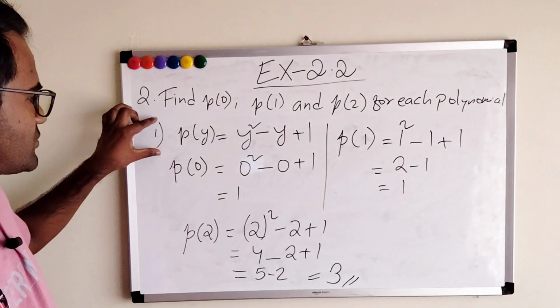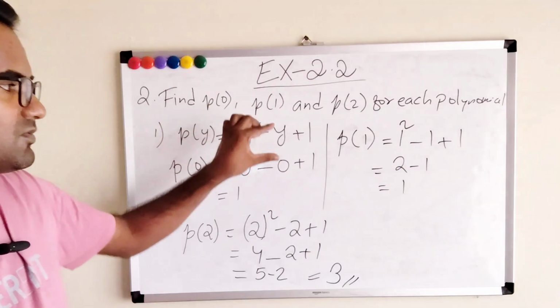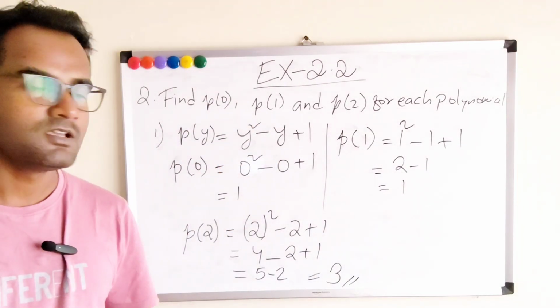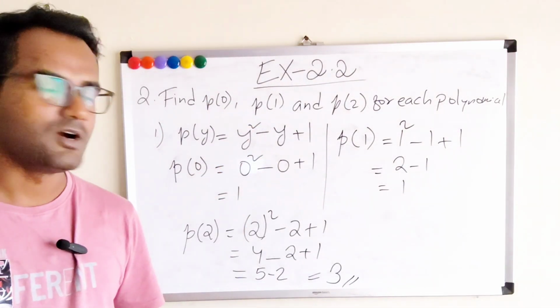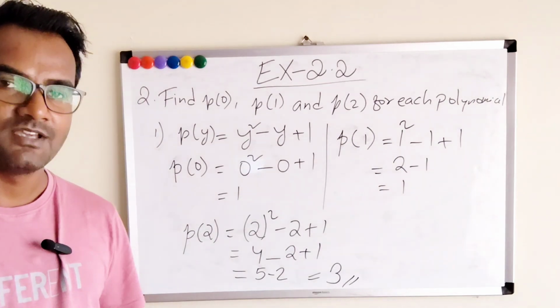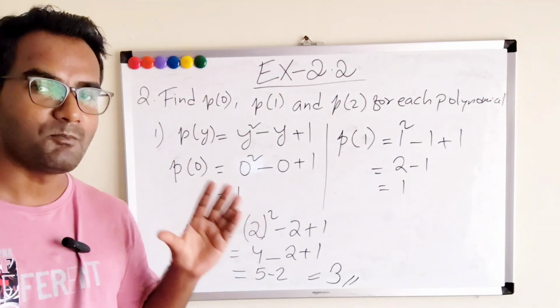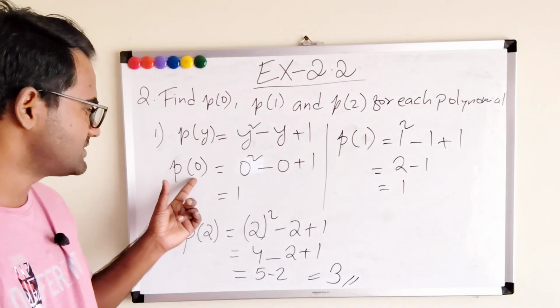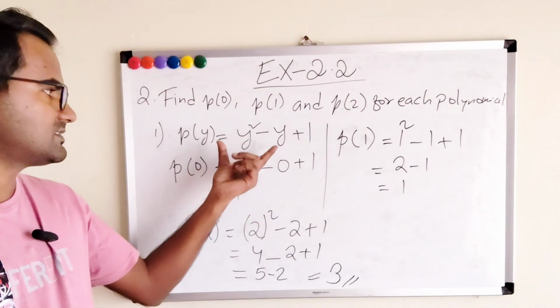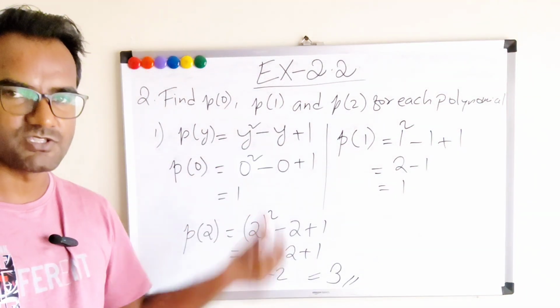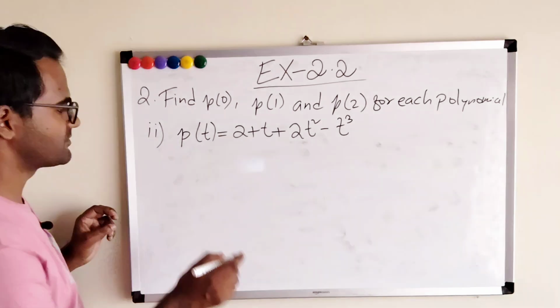So this is just problem number 1. So problem number 1 itself we have solved with p of 0, p of 1 and p of 2, right? Similarly, the next number also we will do it in the same manner, right? Everything will remain the same except the question number will change. This also has the same formula.